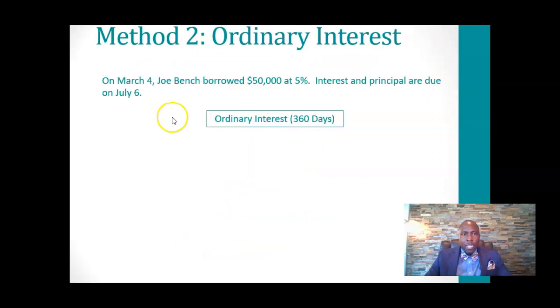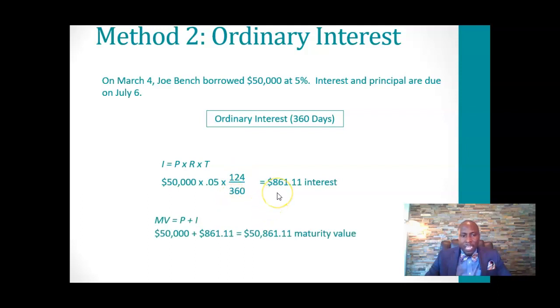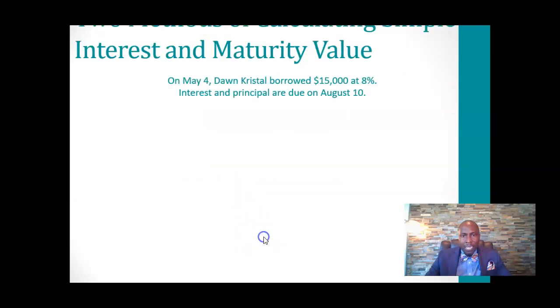So we take Joe again, same time period, but this time with ordinary interest, you divide the 124 days by 360 to get an interest amount of $861.11. So at maturity, the amount that must be paid back is $50,861.11. Now we have Don, who borrowed $15,000 on May 4th at 8% interest. Principal and interest due on August 10th.